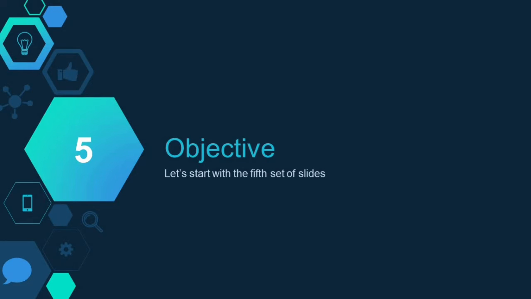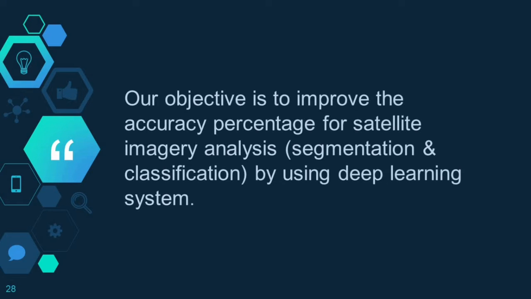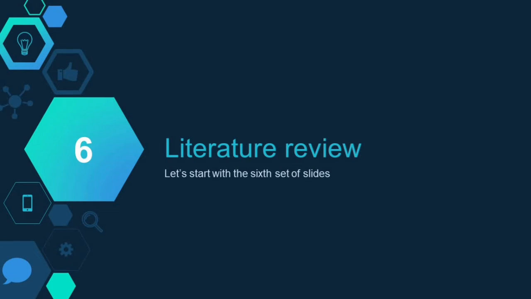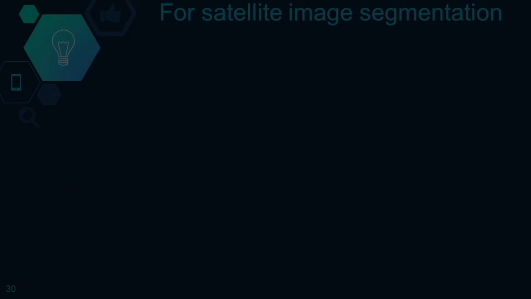And then we are going to see the objective of the project. Our objective is to improve the accuracy percentage for satellite imagery analysis, that is both segmentation and classification, by using a deep learning system. Now we are going to see our literature review.